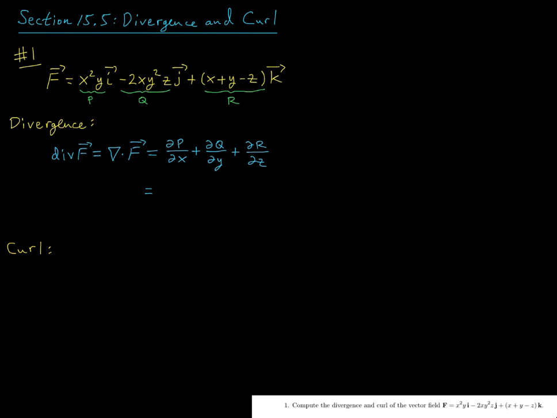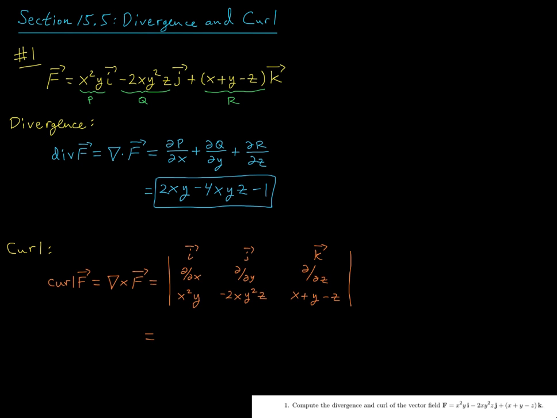All right, so let's do that. The x derivative of P here would be 2xy. The y derivative of Q is minus 4xyz, and then the z derivative of R is negative 1. So that is the divergence. Not too bad. And note here that the divergence of a vector field F is a scalar field. This resulting expression is a scalar function of 3 variables.